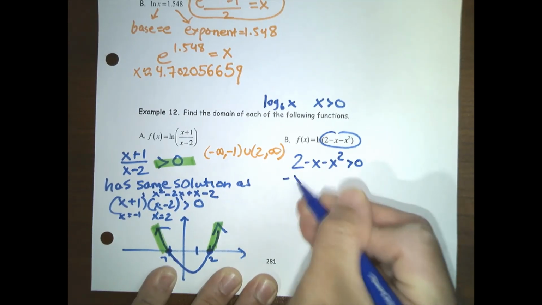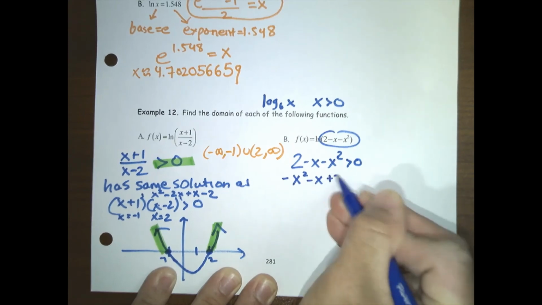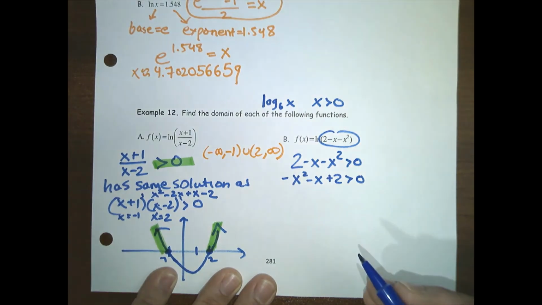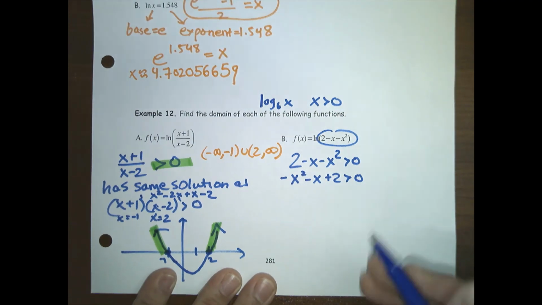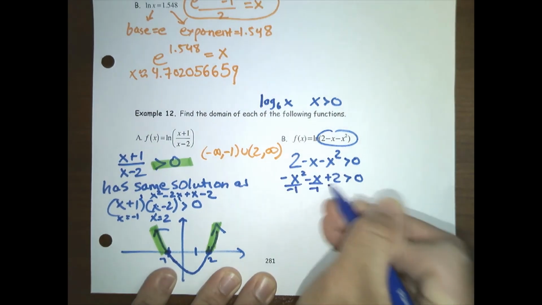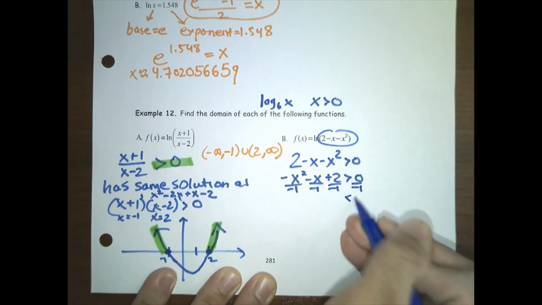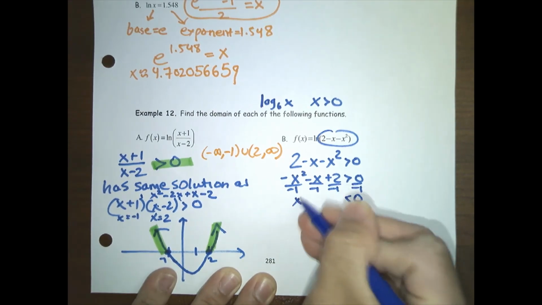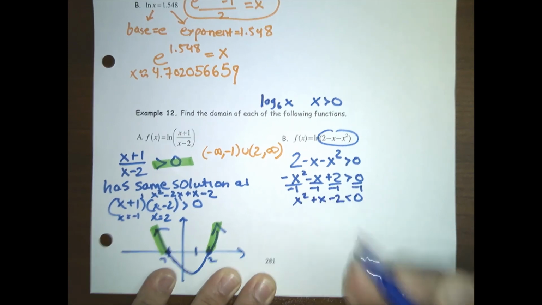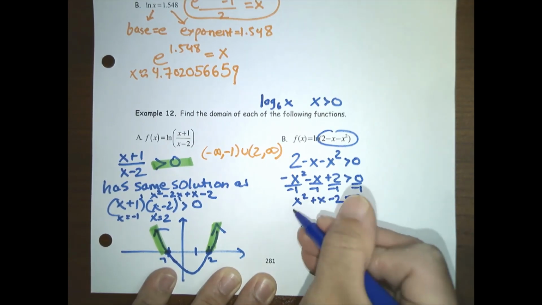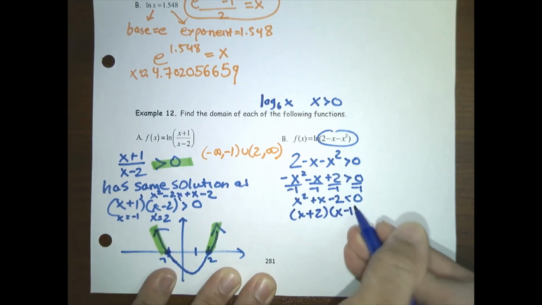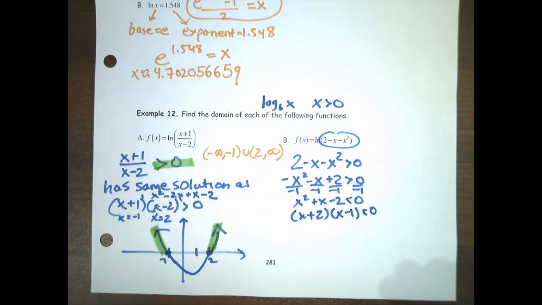So I'll rewrite this as -x squared minus x plus 2 so that it's in descending order. I'll divide by -1 to make this a little bit easier for me. So that means I need to change the sign to less than. So I have x squared plus x minus 2 less than 0. I'll factor to get x plus 2, x minus 1 less than 0.